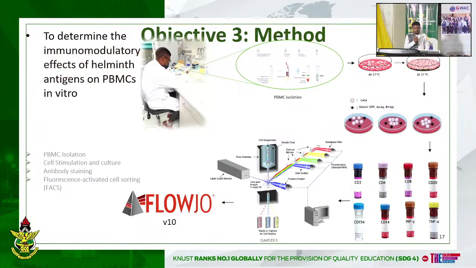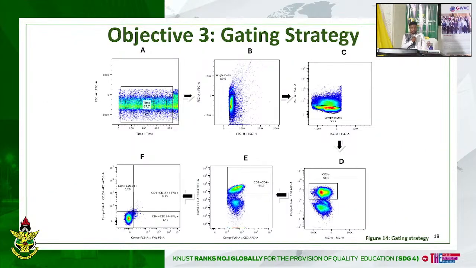So looking at the third objective, which was to determine the immunomodulatory effects of helminth antigen on PBMCs in vitro, we isolated our PBMCs, we did our cell cultures, we stimulated them, we stained them with antibodies, and we did some FACS measurements. And with our gating strategy, we gated for all our cells. Within all our cells, we gated for the lymphocytes. Within the lymphocytes, we gated for the CD3 positive cells.